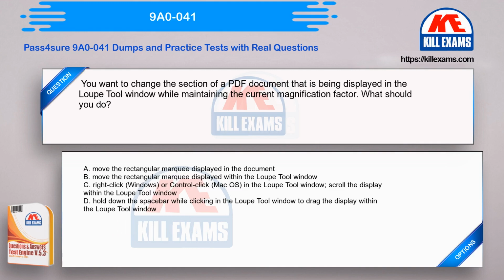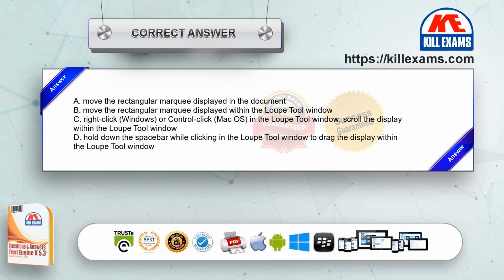Option C. Right-click (Windows) or Control-click (macOS) in the Loop Tool window, scroll the display within the Loop Tool window. Option D. Hold down the spacebar while clicking in the Loop Tool window to drag the display within the Loop Tool window. The correct answer is option A.